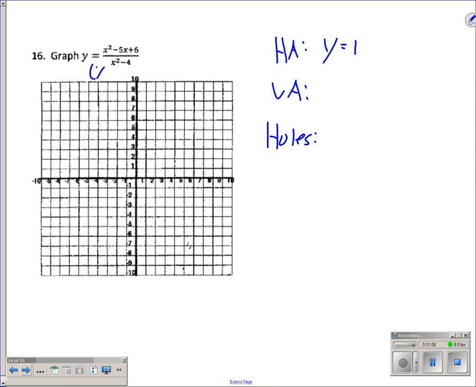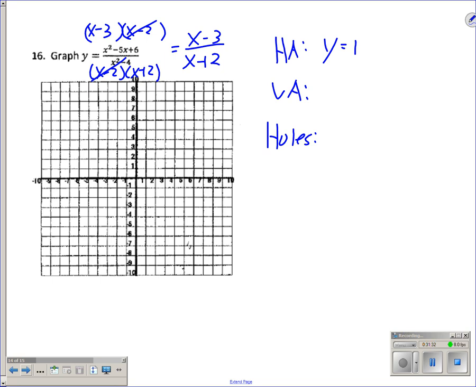So that's going to be x minus 2 and x plus 2 on bottom. On top, it factors to x minus 3 and x minus 2, because those are the factors of 6 that add to negative 5. All right, what crosses out? Well, x minus 2 and x minus 2 do. So I'm left with x minus 3 over x plus 2.